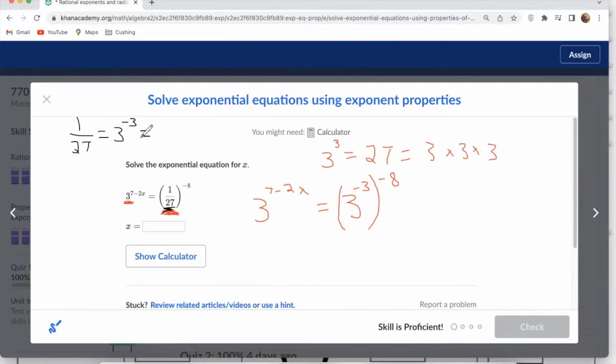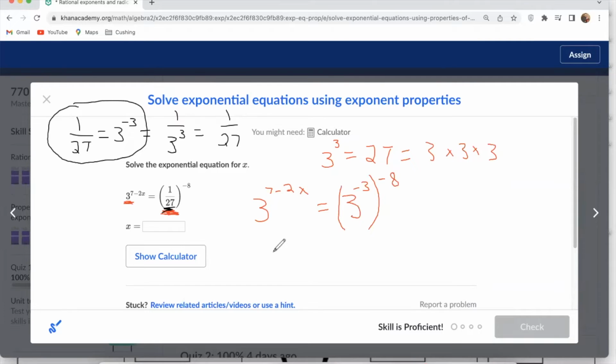Why does that work? Well, with our exponent rules, I encourage you to look at those. Anything raised to a negative exponent is just 1 over the base raised to the positive version. So this is 1 over 3 to the third, which is 1 over 27, since we just did the math that 3 to the third is 27. So all I'm doing is rewriting 1 over 27 as 3 to the negative third. Why does this help me?